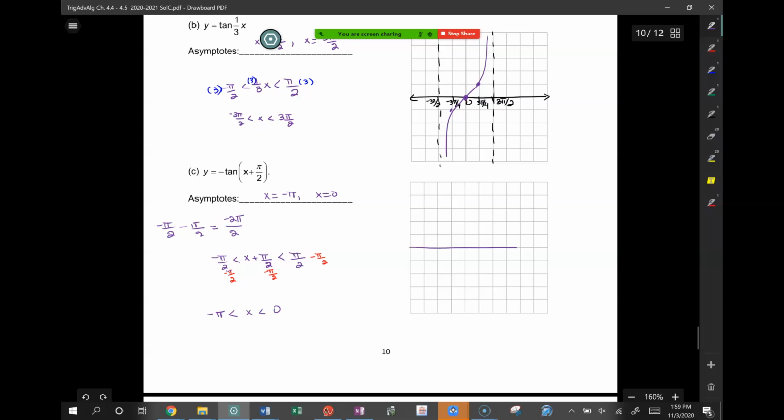Okay. So negative pi, 1, 2, 3, 4, 0. Okay, let's do the midpoint. Halfway from 0 to negative pi is negative pi over 2. Yeah, Cooper? Oh, I thought you had a question. I'm sorry. Halfway from 0 to negative pi over 2 is negative pi over 4.